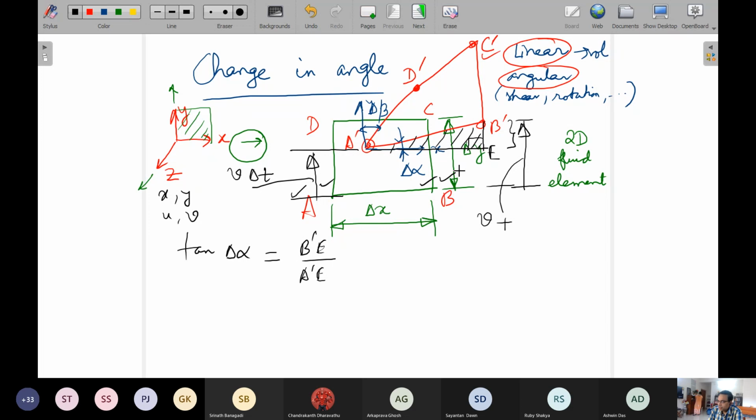The change in v is not due to change in y, but due to change in x, because while going from A to B, we have moved along x. So because we have moved along x, it is the change in V with respect to X, or change in V due to change in X, that will matter.